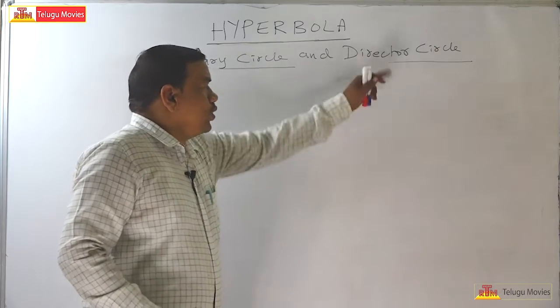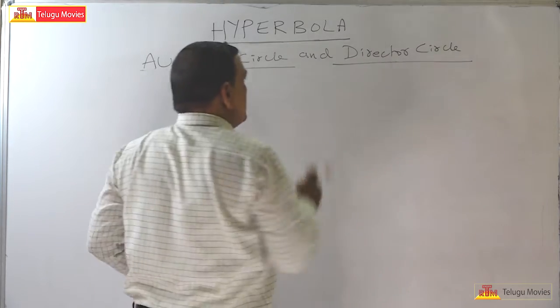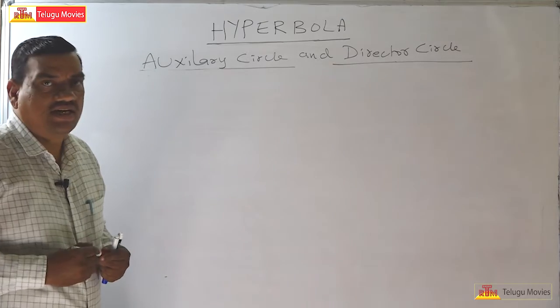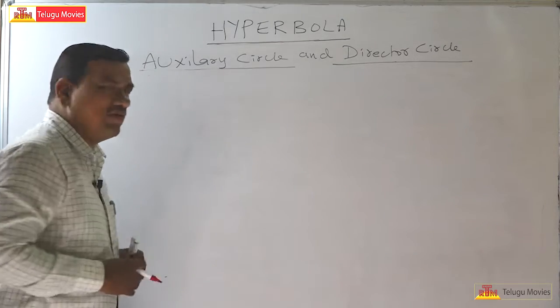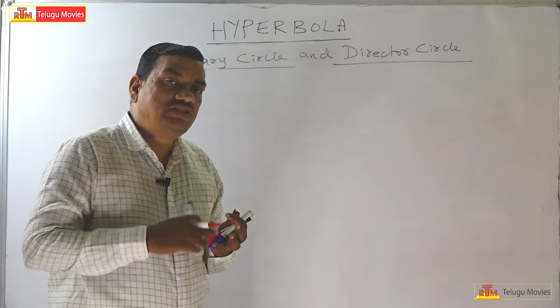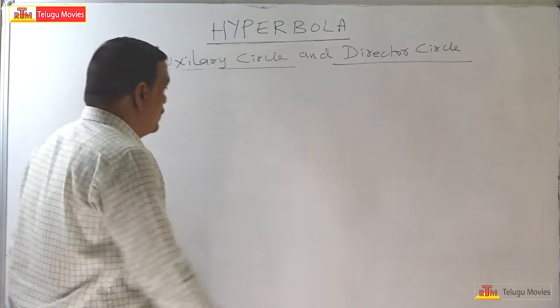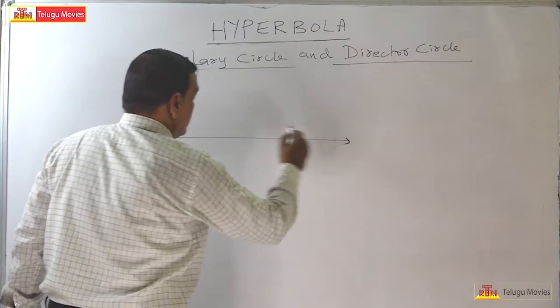Welcome back. So the equation of the director circle. First of all, what is a director circle? Let us see the director circle of the hyperbola. The definition of the director circle is the same for the ellipse and the hyperbola, both are same. So what is a director circle? Let us see this.